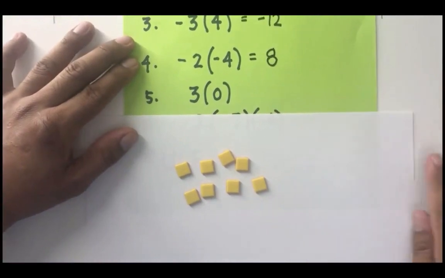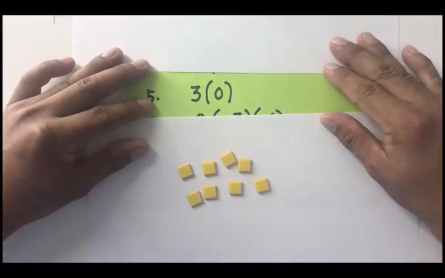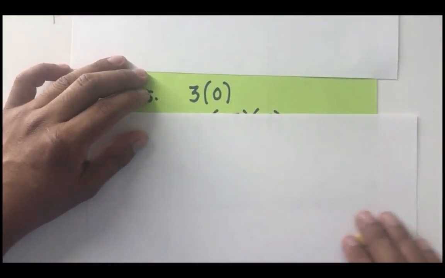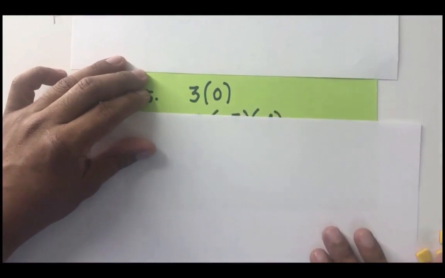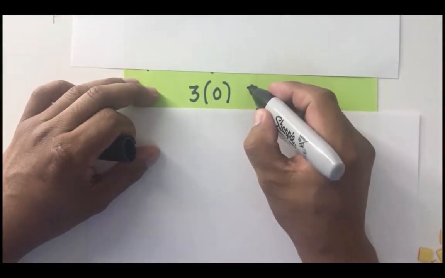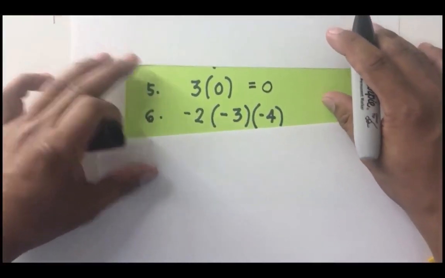What if we have 3 times 0? So if we have 3 times 0, 3 groups of nothing. So no matter what you do, there's nothing. So this is also 0. So multiplication by 0 always results in 0.